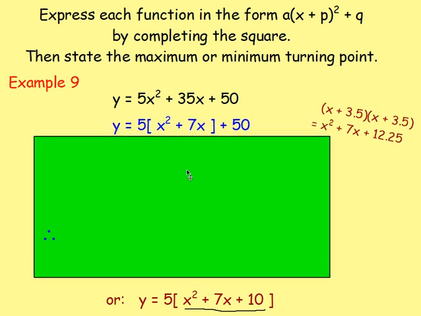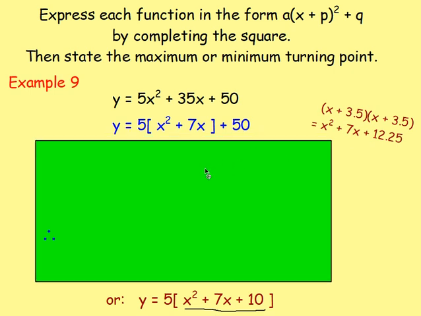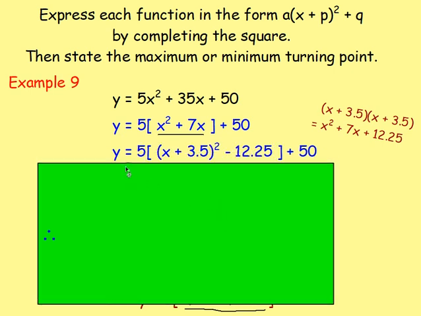So taking it out there, you've got 5 brackets, x squared plus 7x. If you close the bracket and leave plus 50, you're still going to get the same answer. It still works. So again, you're just dealing with this part in the square brackets. So complete the square for that. So leave the 5 as it is. Leave the plus 50 as it is. Half 7, you get 3.5. Square that, you will get 12.25.